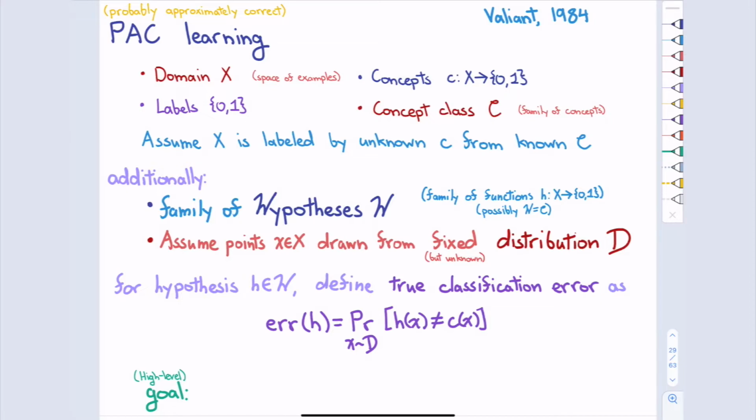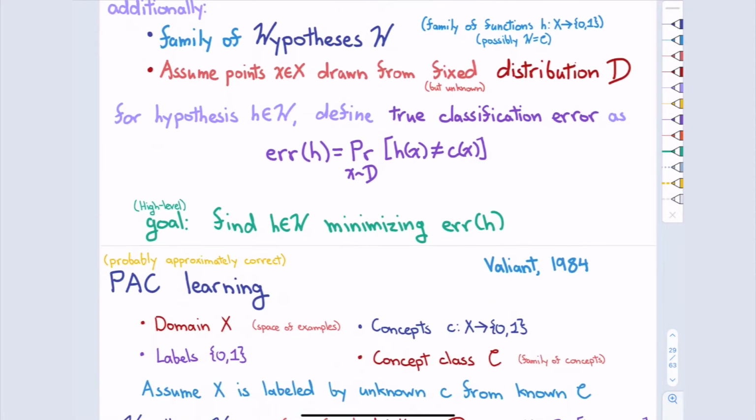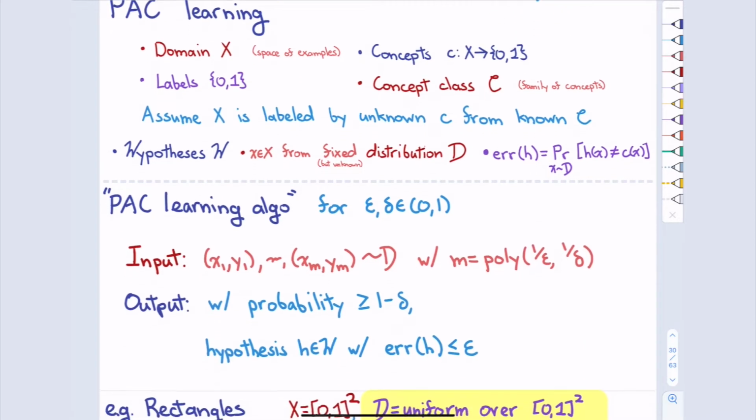So the high level goal, naturally, is to try to find a hypothesis that minimizes the true classification error. That makes some sense, right? I want to get as many right as possible on some real fixed distribution of data. But we haven't defined what a PAC learning algorithm is. So here we go.